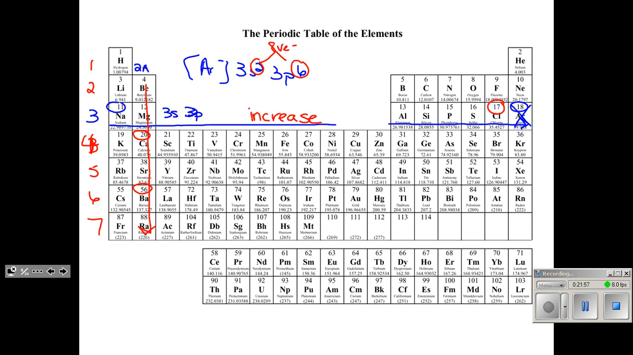So it's the same thing with electrons. The farther away the electrons are from the nucleus, the less attracted they are. And that really is why electron affinity, as you go down a family, decreases.